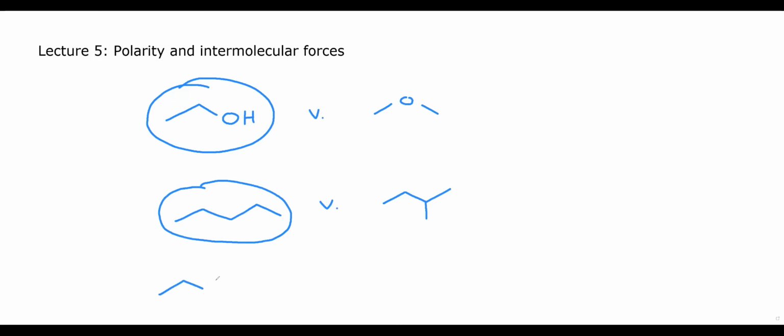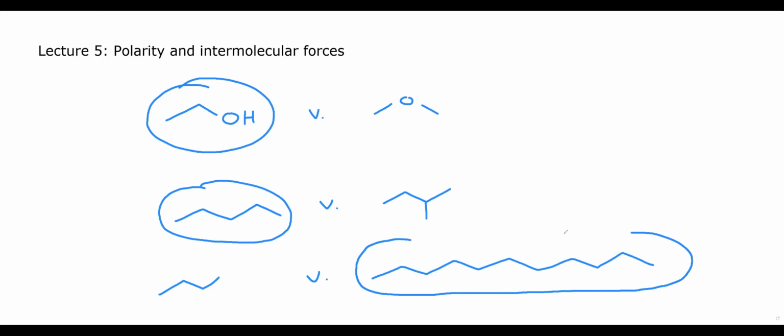And then finally, what about this one? Which one has a higher boiling point? Well, the one on the right has a higher boiling point because it has a much higher molecular weight, higher mass, and again, it also has a higher surface area. So we are simply going to have more London dispersion forces, more of a fleeting dipole, which is going to give us a higher boiling point.